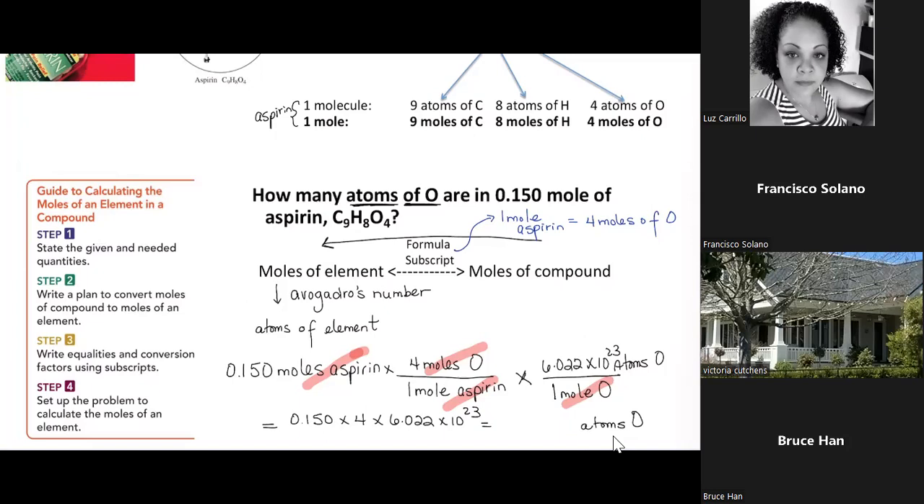Now, based on the value of moles that was given to you in the problem, what do we need to round it to? What value? How many sig figs? Excellent. 3 sig figs. So when we round it to 3 sig figs, we're going to say that this is 3.61 times 10 to the 23rd atoms of oxygen can be found in that many moles of aspirin. Okay?